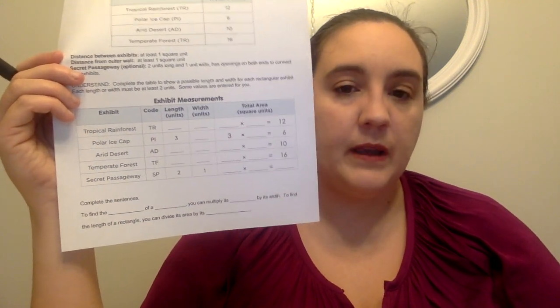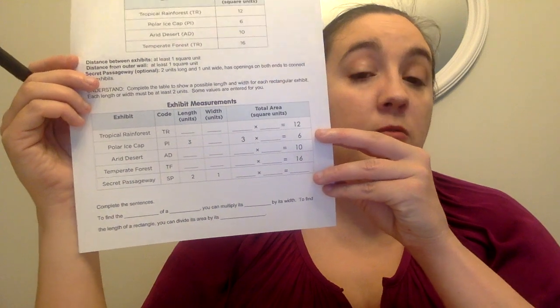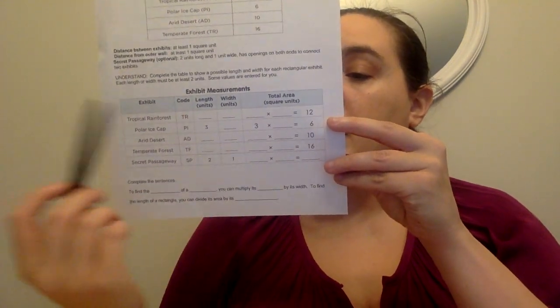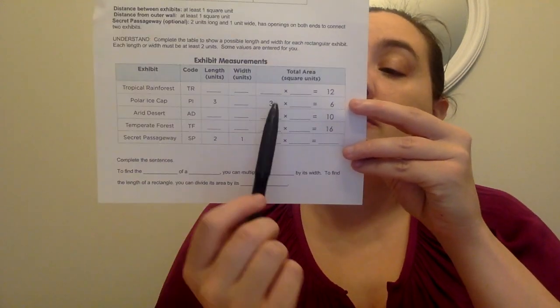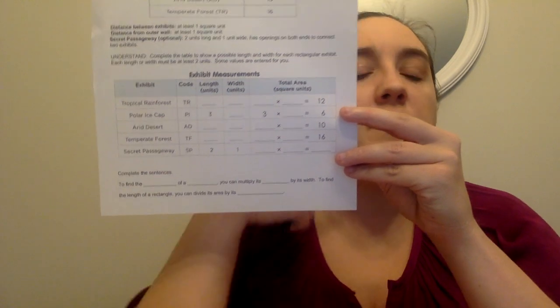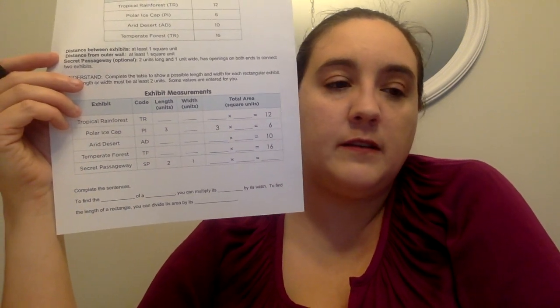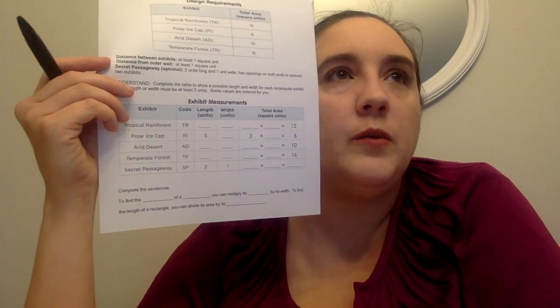All right? Okay, so let's look at our tropical rainforest. I know my total area is 12. So that means something times something equals 12. Let's think back to our multiplication facts. What do I know equals 12 when I do my multiplication facts? Well, I know 1 times 12. That one's pretty easy. But do we really want one long rectangle? That'd be kind of hard. What else could equal 12?